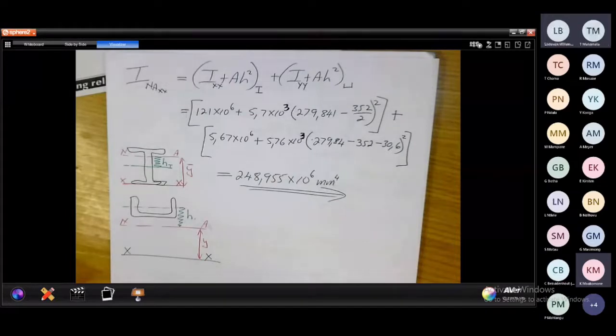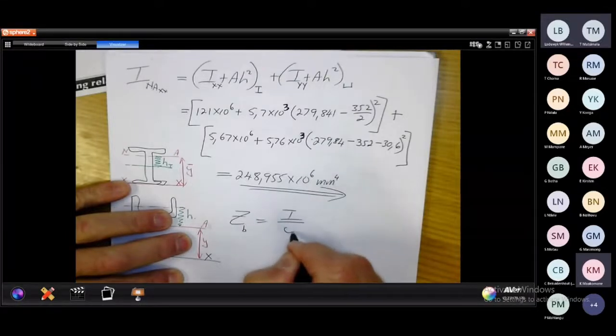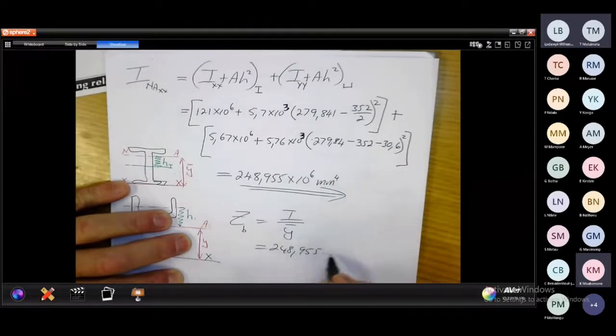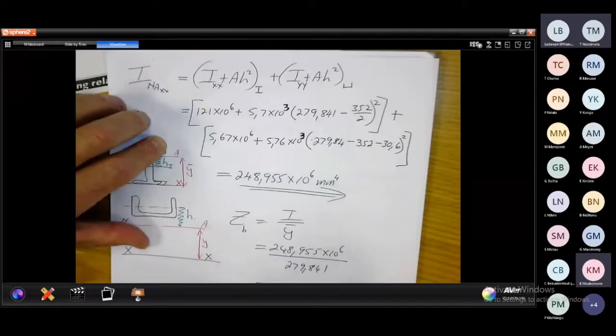All right, people, can you see this is what you have asked in this question? Now, what I said yesterday to you, the next part, what we also maybe can ask you is to calculate the least section modulus from the top and from the bottom. From the bottom, it's I over ȳ. Then you will say it is 248.955 times 10 to the power 6 divided by your ȳ from the bottom, 279.841, and you can get your answer.